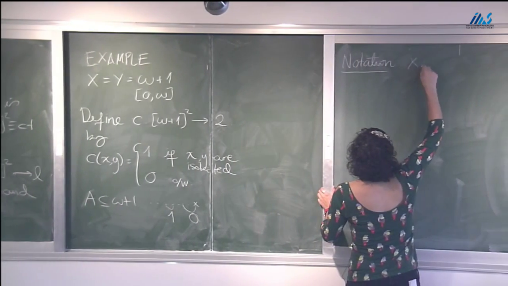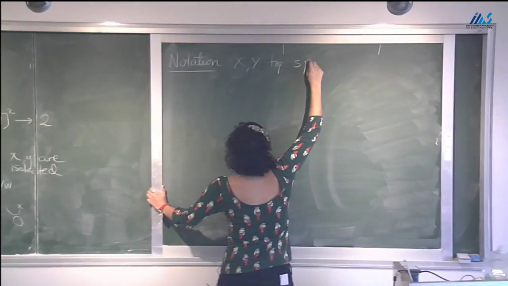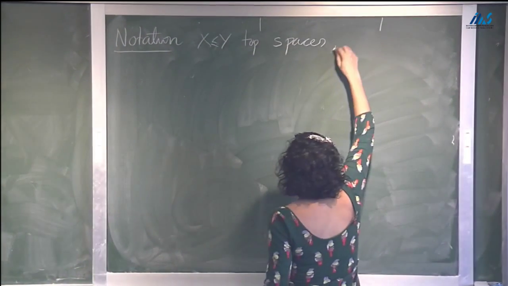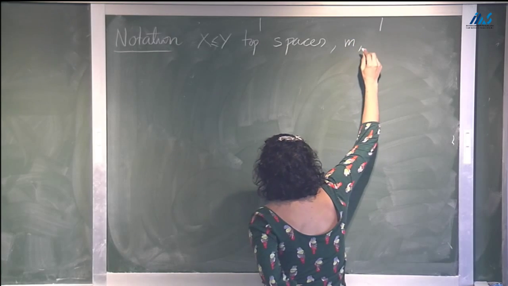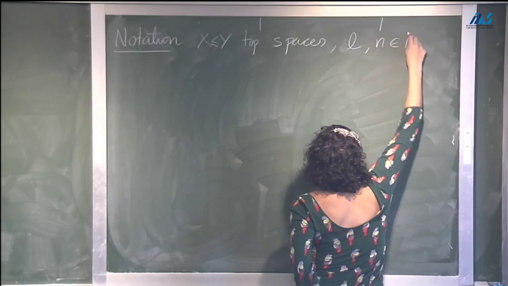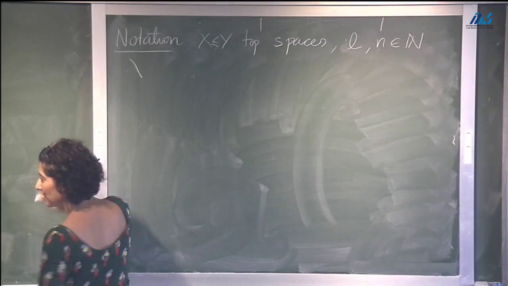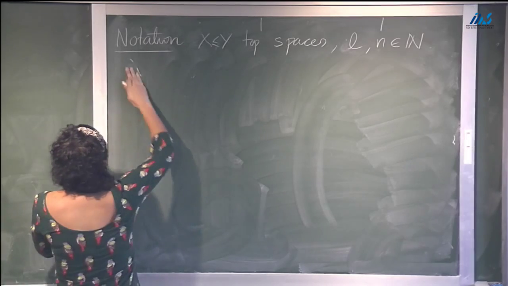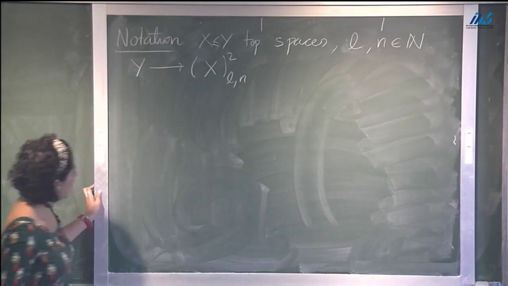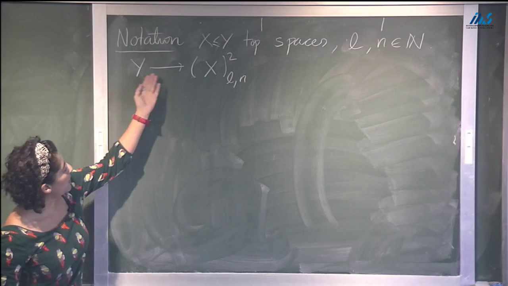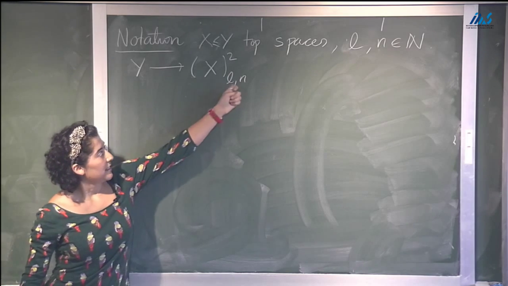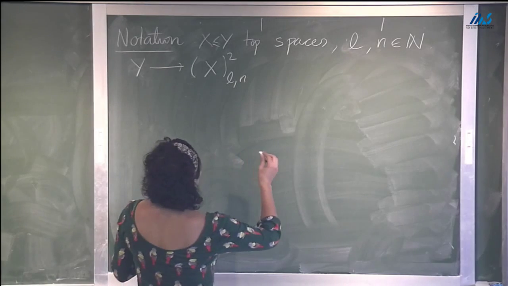So say we have two topological spaces, X a subspace of Y, and say we have two integers, let me call them L and N. We will say Y arrows X, L, N, if for any coloring of the pairs of Y, we can find a copy of X which realizes at most n colors. I'll write that down.